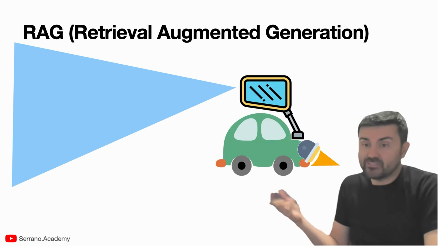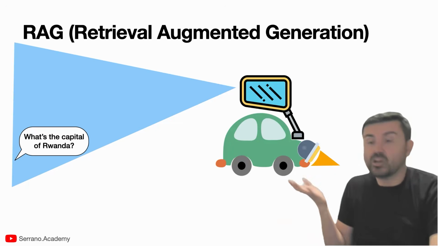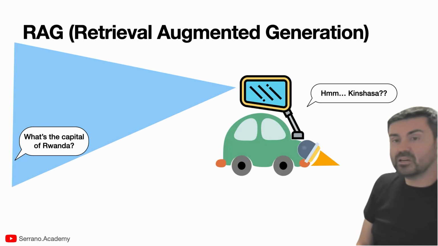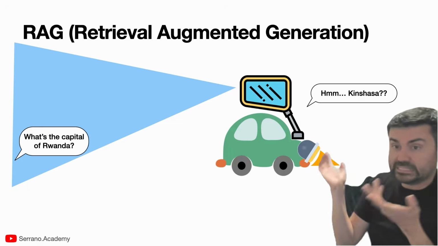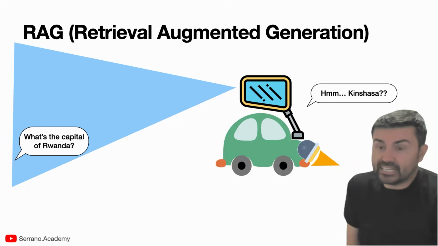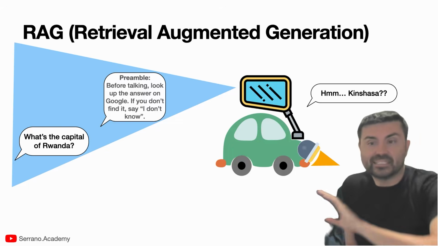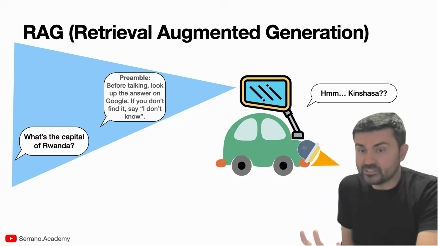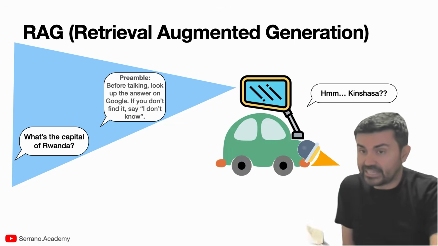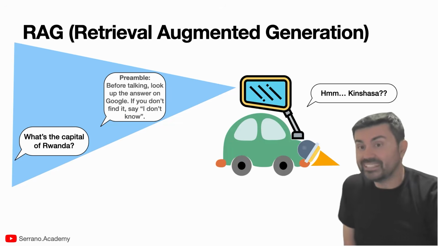And that uses the rearview mirror, because if I ask it, for example, what's the capital of Rwanda? Maybe the model knows, but maybe it's going to be like, I don't know, is it Kinshasa? It's not Kinshasa, it's Kigali. So I can give it a preamble. It says, hey, before talking, look up the answer on Google. And if you don't find it, say, I don't know. And if you find it, then put it in the rearview mirror.